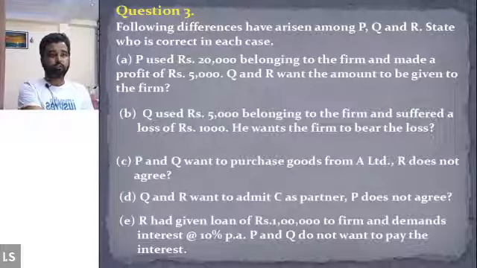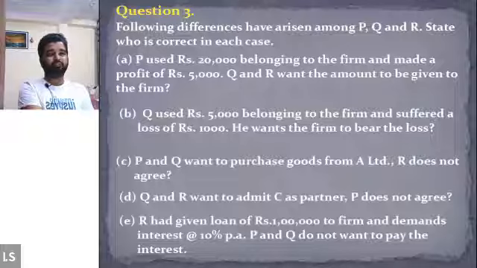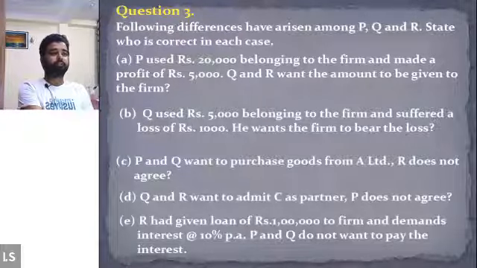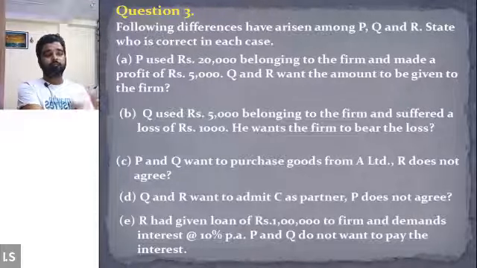Question is clear to all of you. So Q has used 5,000 that belongs to the firm, and by using this fund he has generated a loss of 1,000. Now he wants that this loss should be borne by the firm. Tell me whether Q's contention is right or wrong.